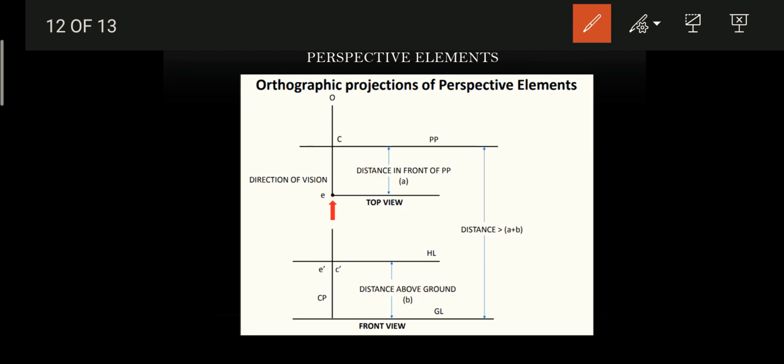Okay, I hope you understood all the things I discussed about the perspective projection of the objects. If you have any doubt, you can ask me at any time.